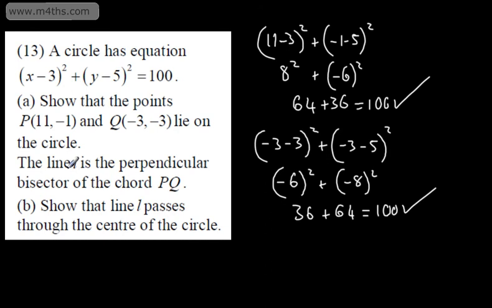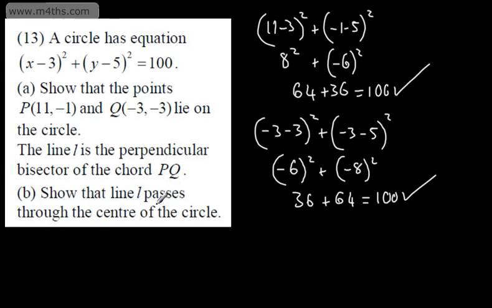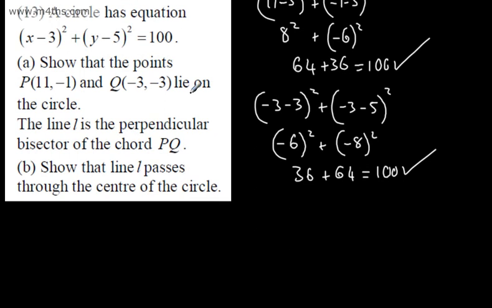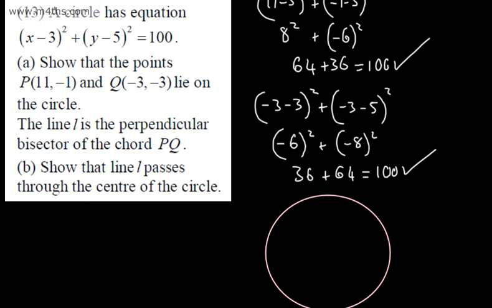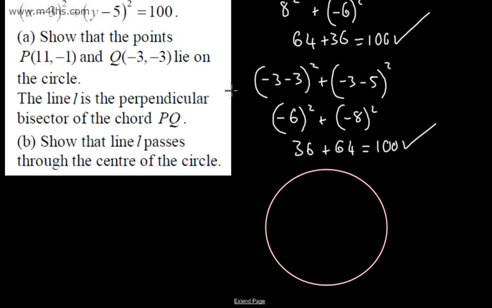Okay, in the next part it says the line L is the perpendicular bisector of the chord PQ. In part B we need to show that the line L passes through the centre of the circle. I'm just going to go ahead and draw a sketch of this. If we have a chord, the perpendicular bisector will run through the centre of the circle. So if we look at the centre of the circle, we've got 3, 5, which is just here. So 3, 5. We've got 11, negative 1, and then negative 3, negative 3.